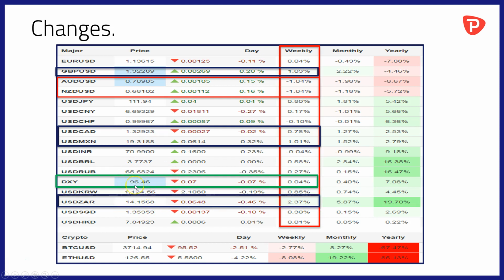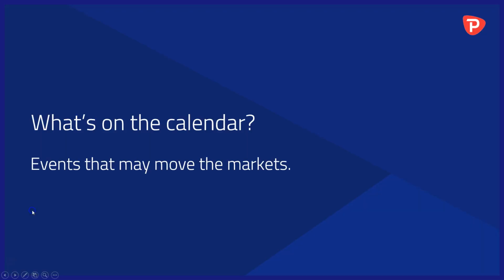Dollar index for its part starting the week at 96.46, pretty much unchanged on the course of the last week, and mid-range really from the levels that we've seen of late. Of course, there's some pretty big economic data coming out of the States this week, and so it'll be interesting to see how the dollar index fares on the back of that.